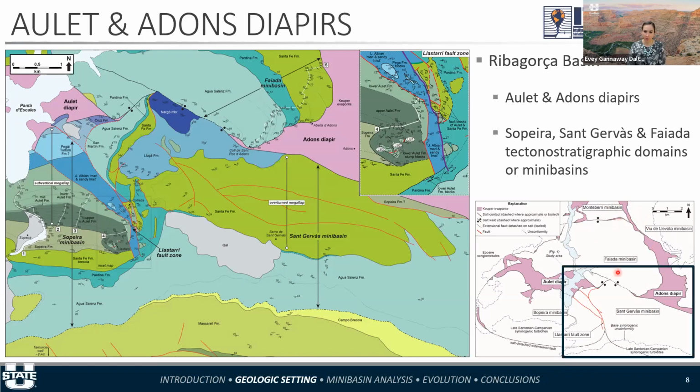Now, we are going to zoom in on this region, and that is our geologic map over here on the left. So again, just to orient you: the Aulet Diapir, the Sopeira mini basin, the Adons Diapir, the San Gervàs mini basin, and the Fayada mini basin. And then this little inset that I'll talk about shortly comes from right in here. All right, so we're going to start in the west, work our way east and then north. And without giving away too much of the punchline, I'll start to make some preliminary descriptions and interpretations that we'll see again as we go through.